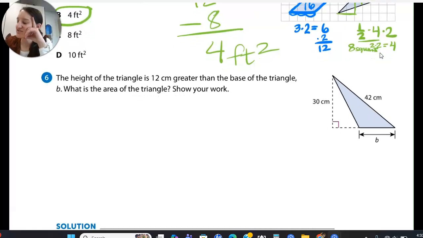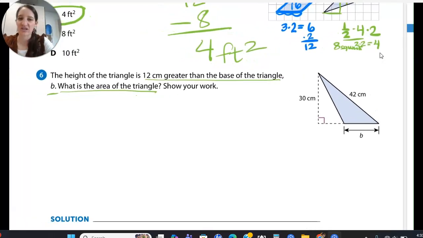All right, the height of the triangle, oh boy, the height of the triangle is 12 centimeters greater than the base of the triangle. B. What is the area of the triangle? Show your work. Okay. We got this. We just got to read it again to understand what's going on. The height of the triangle is 12 centimeters greater than the base of the triangle. Okay, so 30 is 12 centimeters bigger than the base. So what does B have to be? Well, it's minus 12.